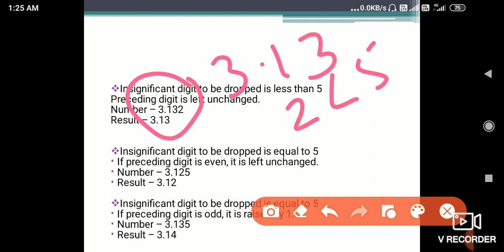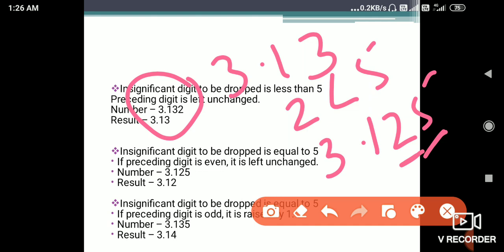Next is a different rule, when the number is 5. In both the rules which we have studied, it was said about when the number is less than 5 and when the number is greater than 5. But if the last, or uncertain, digit is 5, for example 3.125, it means the doubtful digit is 5. It is not greater than 5, it is not less than 5, it is actually 5. Then what will happen? In such cases we have to check the preceding digit.